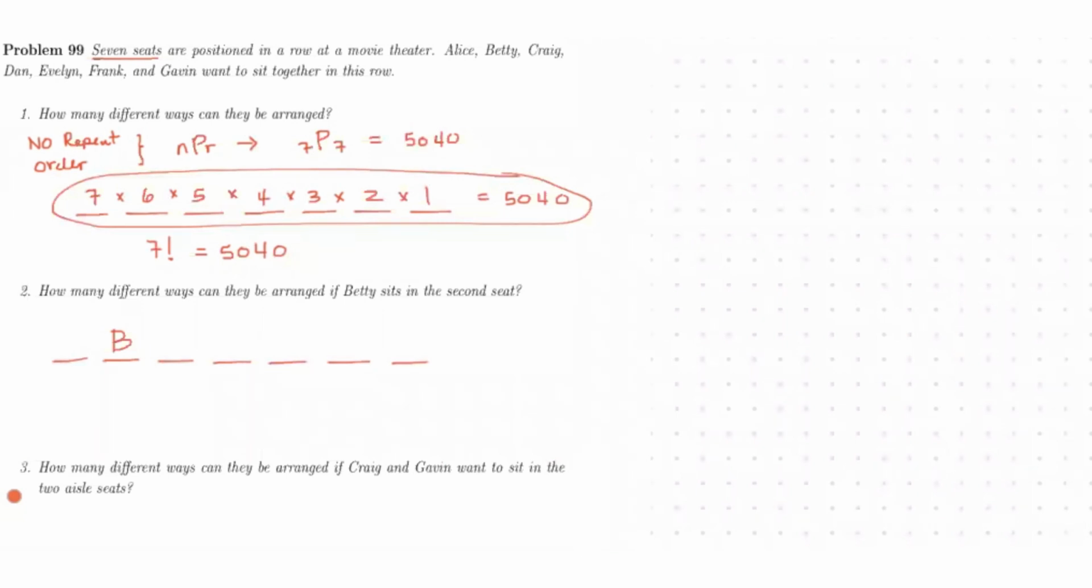Okay, so how many people are left? There are 6 friends left. So 6, Betty sits here, 5, 4, 3, 2, and 1. As you see, this is the easiest way to do it. Or we can just say the 6 move together, so 6 factorial, that's another way to do it. 6 factorial, if you have a calculator, is 720.